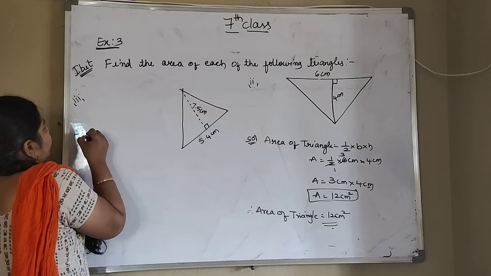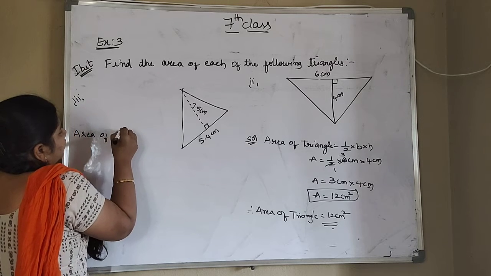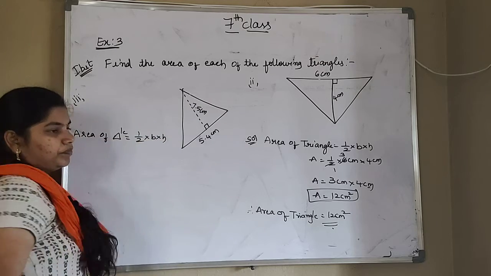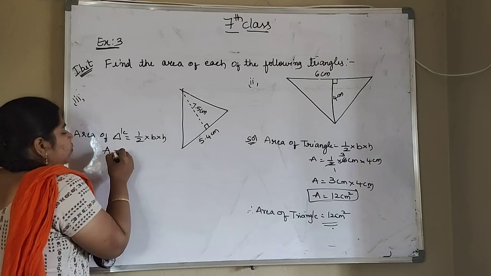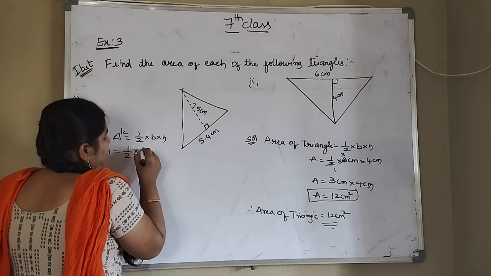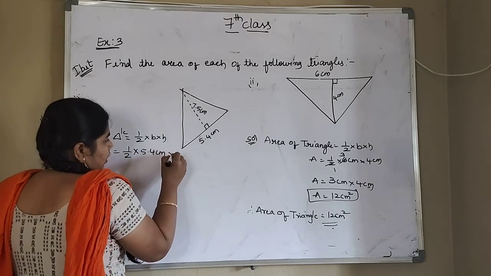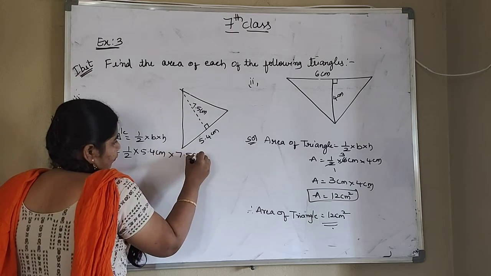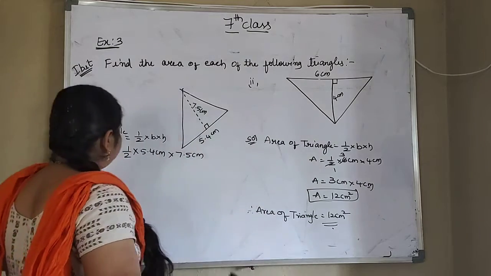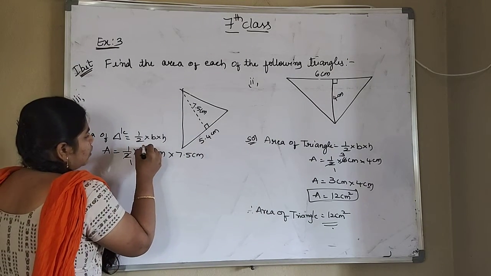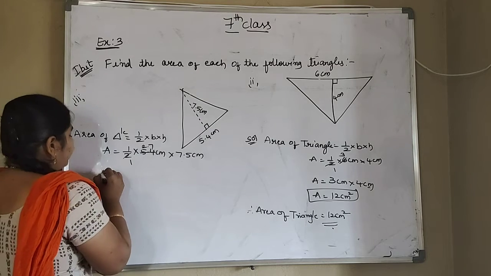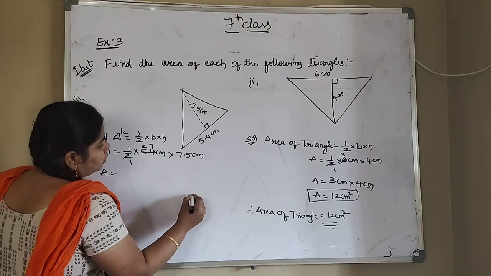Now what we have to find? Area of triangle is equals to half into base into height. Okay, so area is equals to, half is a constant value and base value is how much? 5.4 centimeters into 7.5 centimeters. So how much will you get now? 2 ones are 2, 2 sevens are 14, so 5.4 becomes 2.7. Okay, now you can multiply this. That will be how much?